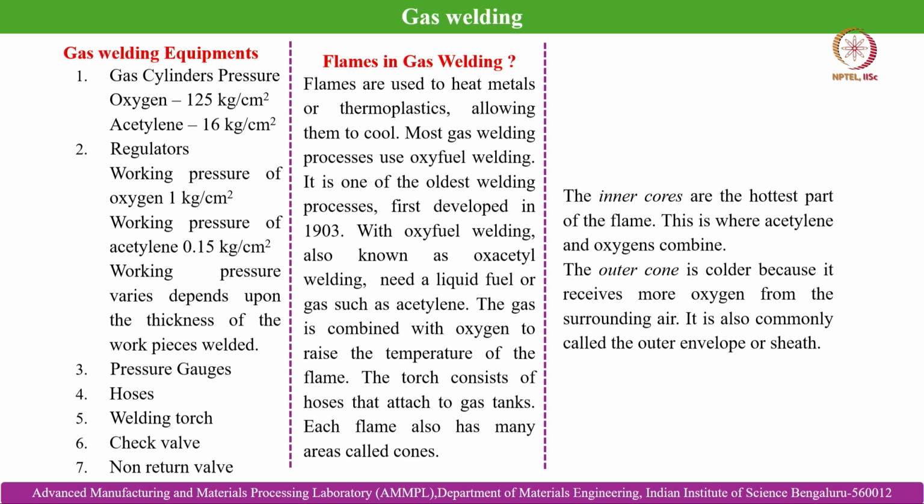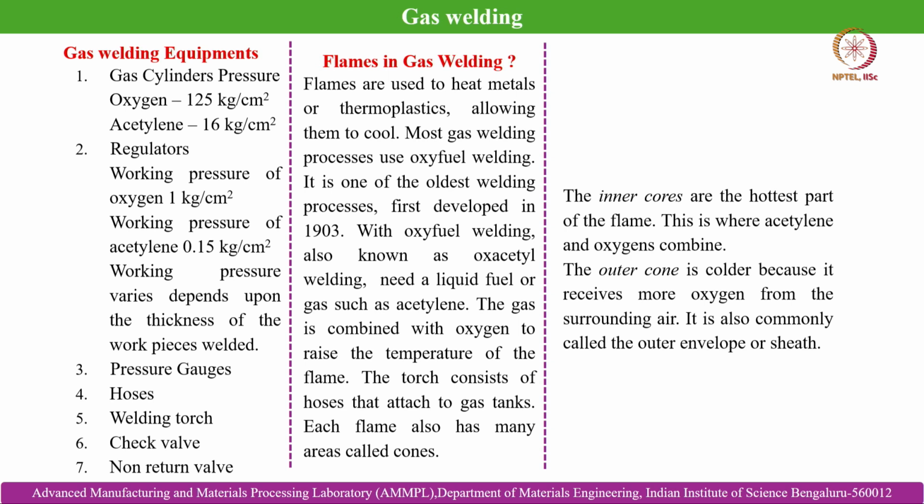The flames generated are used to heat metals, allowing them to cool. Most gas welding processes are oxyfuel, which is one of the oldest welding processes. Oxyfuel welding, also known as oxyacetylene welding, needs a liquid fuel or gas such as acetylene, and the gas is combined with oxygen to raise the temperature of the flame. As I told you, the flame generated can have different temperatures and different colors based on the mixture ratio between the fuel gas, acetylene, and the oxygen.